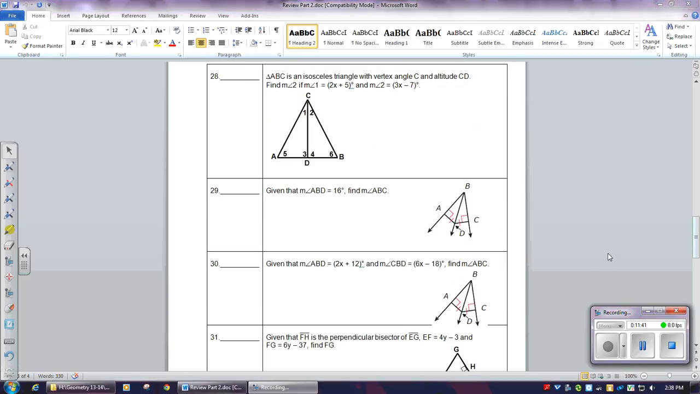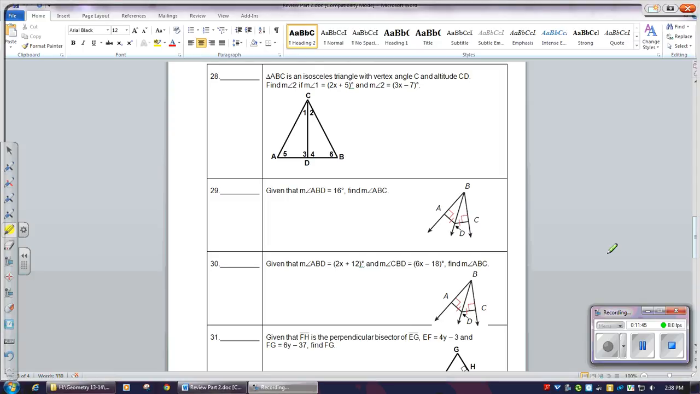Number 28 starts out with a picture, but the most important piece of information here is you have an isosceles triangle. What do you know about an isosceles? These two sides are congruent, therefore those two angles are congruent. It tells me the vertex angle was C, so that's how I knew A and B were the base angles, and it has an altitude of CD. Well, an altitude says that this is a right angle. So we know right away that angles 3 and 4 are 90-degree angles.